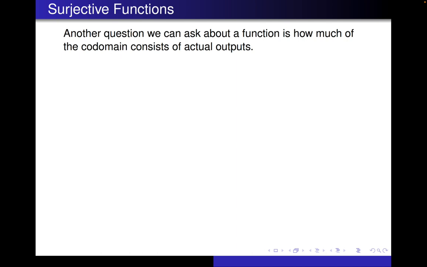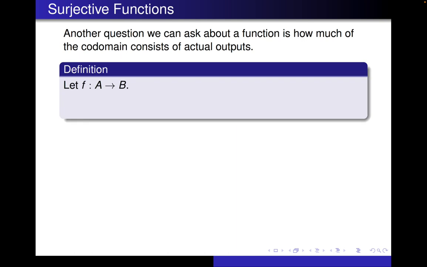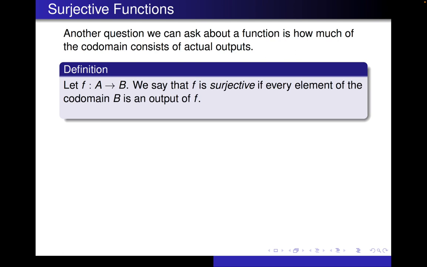Another question that we can ask about a function is something that was probably bugging you about the distinction between codomain and range. The question is, how much of the codomain consists of actual outputs? That leads us to the concept of surjective functions. Let f be a function from the set A to the set B. We say that f is surjective if every element of the codomain B is an output of f. In other words, the range and the codomain are the same.